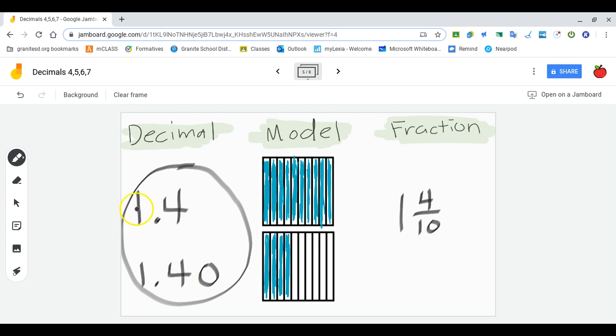Whole numbers on the left side, decimal point, fraction pieces on the right side. When I say this number, it's 1 and the decimal point means "and" 4/10. You say the digit and then the place value that it's in. 1 and 4/10.